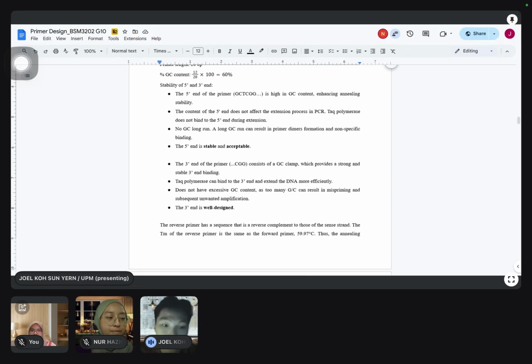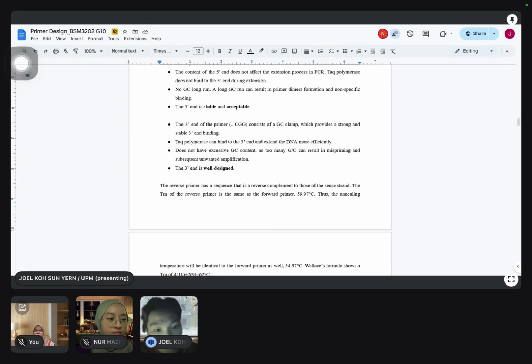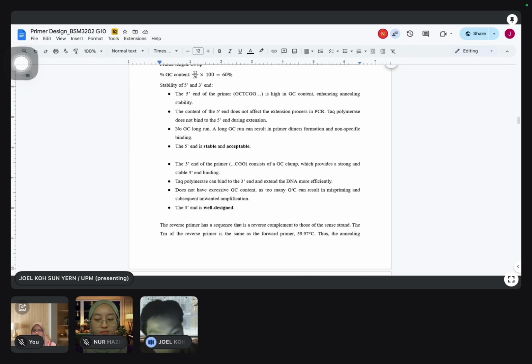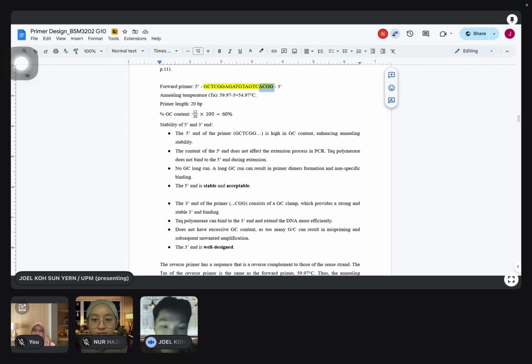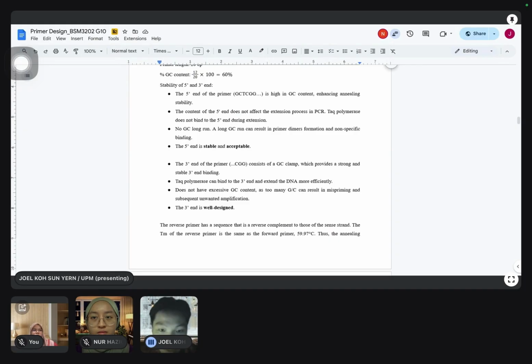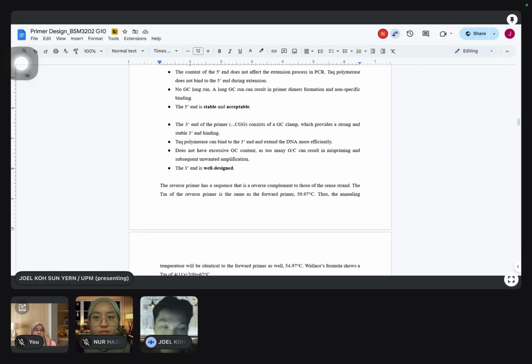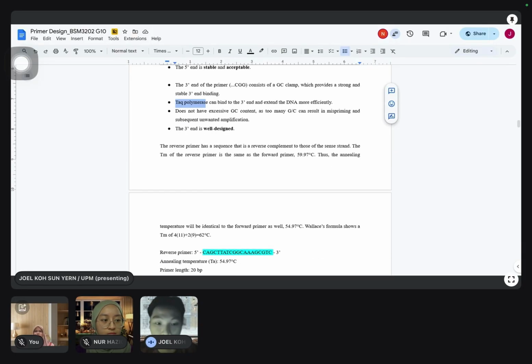And if we look into the 3' end of the primer, as I mentioned, it doesn't have a GC long run, the first factor. And the second factor is that we have the GC clamp at the 3' end, the second criteria. So it is a good 3' end we have designed. And it is important because the Taq polymerase will bind to the 3' end to begin the extension process. So they have the GC clamp, which means that the stable binding of the primer will occur, and the Taq polymerase can extend much more efficiently to form more and more DNA strands. And overall, the 5' end and 3' end, the forward primer is well designed.